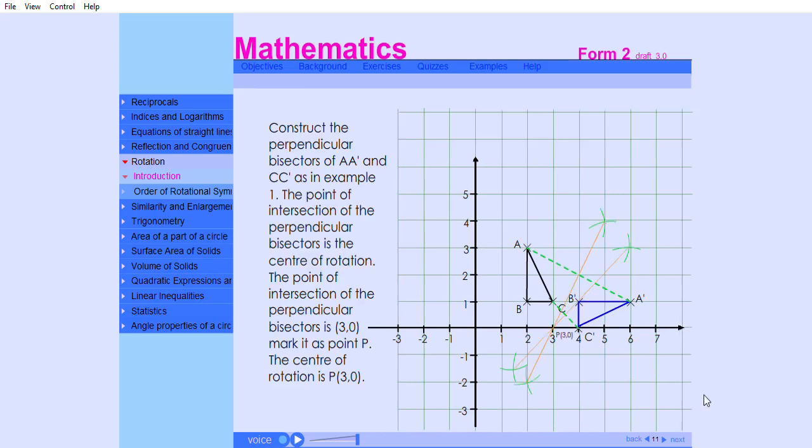Construct the perpendicular bisectors of AA1 and CC1 as in example 1. The point of intersection of the perpendicular bisectors is the center of rotation. The point of intersection of the perpendicular bisectors is (3, 0). Mark it as point P. The center of rotation is P(3, 0).